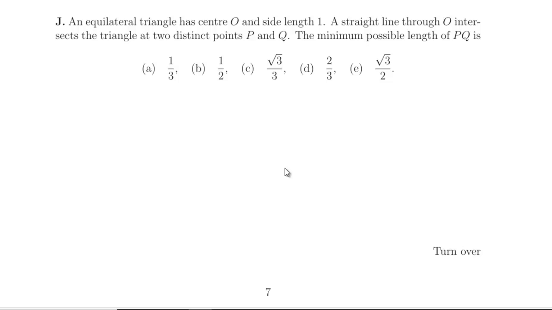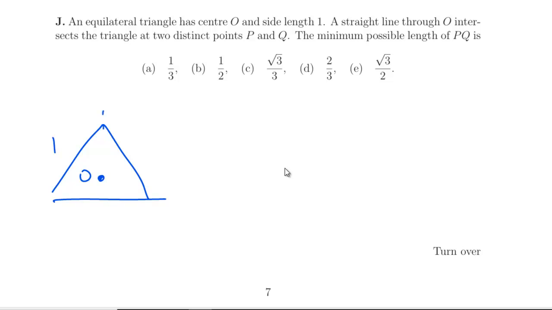J, the last one: an equilateral triangle with center O, side length 1. Right, let's draw that out. Equilateral triangle, side length 1, center O. A straight line through O intersects the triangle at 2 distinct points P and Q. Minimum possible length of PQ.